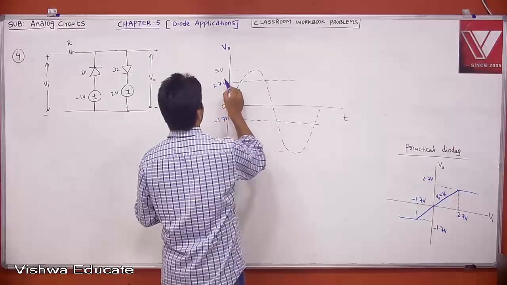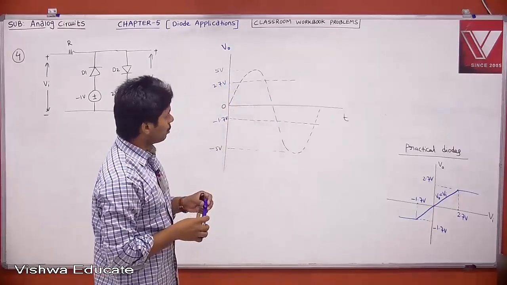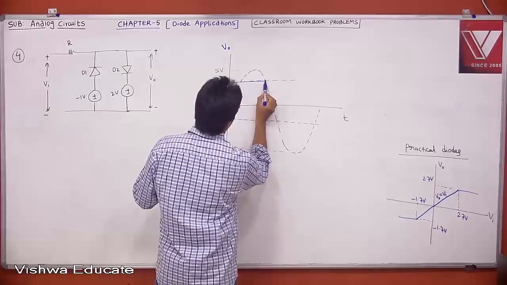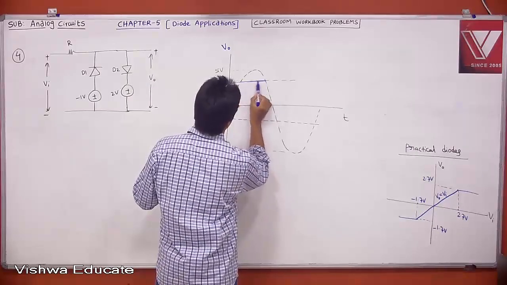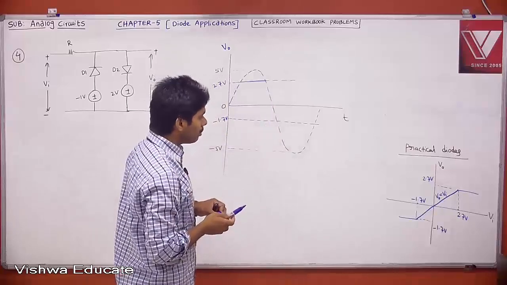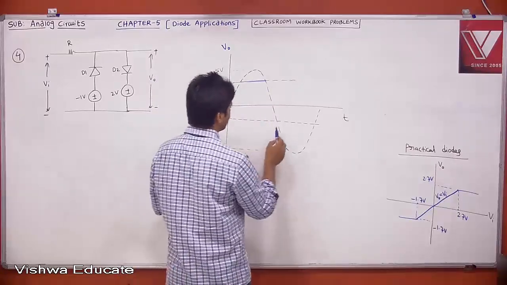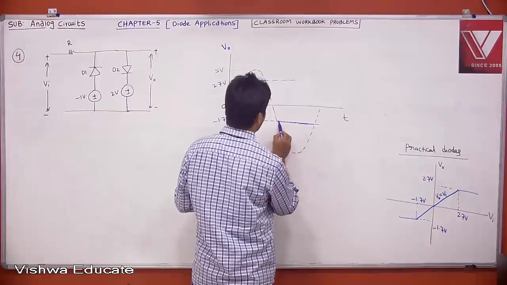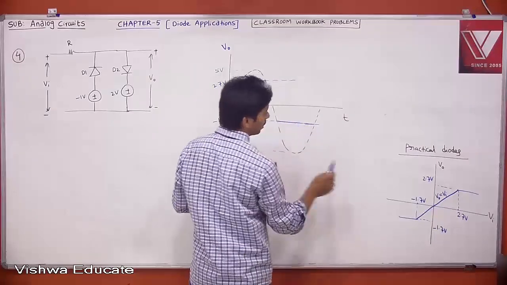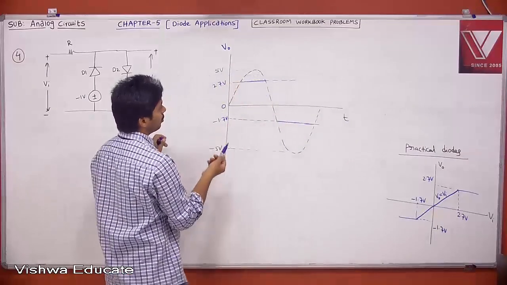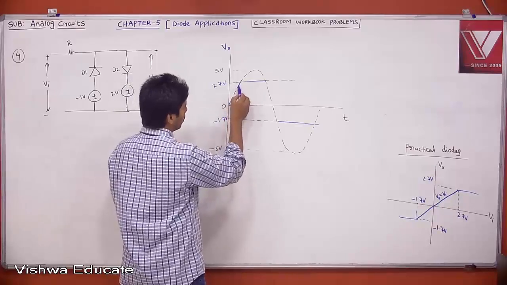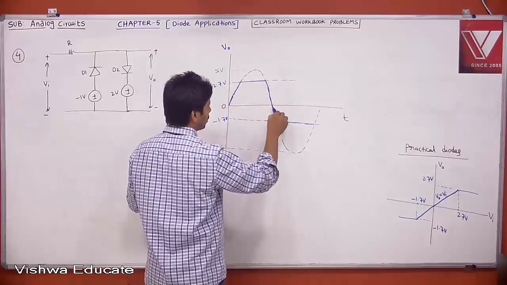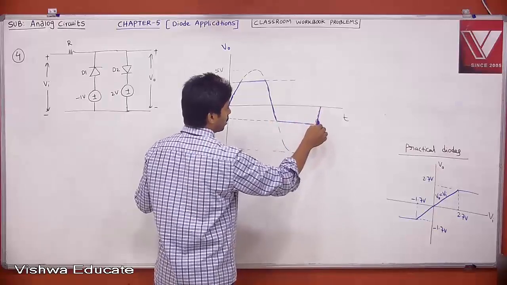Therefore now tell me, above 2.7, your output is 2.7. Below minus 1.7, your output is minus 1.7. In between, whatever input you have, it will simply track. Therefore, in between 2.7 to minus 1.7, this is tracking.